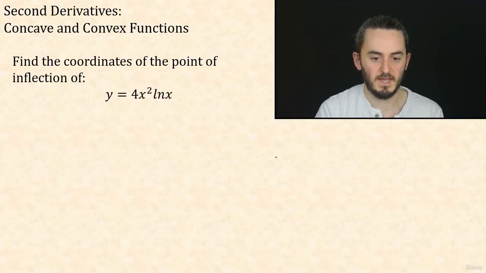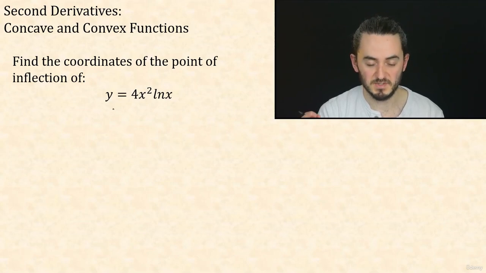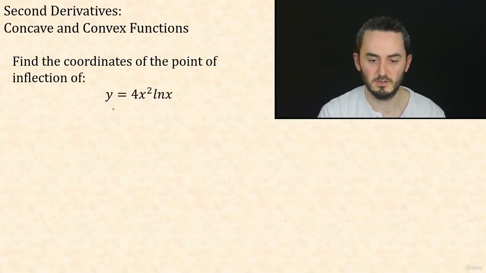Okay, let's have a look at this one here. Can we find the coordinates of the point of inflection of y equals 4x squared ln x? The point of inflection is when the second derivative is 0, and specifically when it changes from being concave to convex or convex to concave. So we've got to investigate the second derivative here.